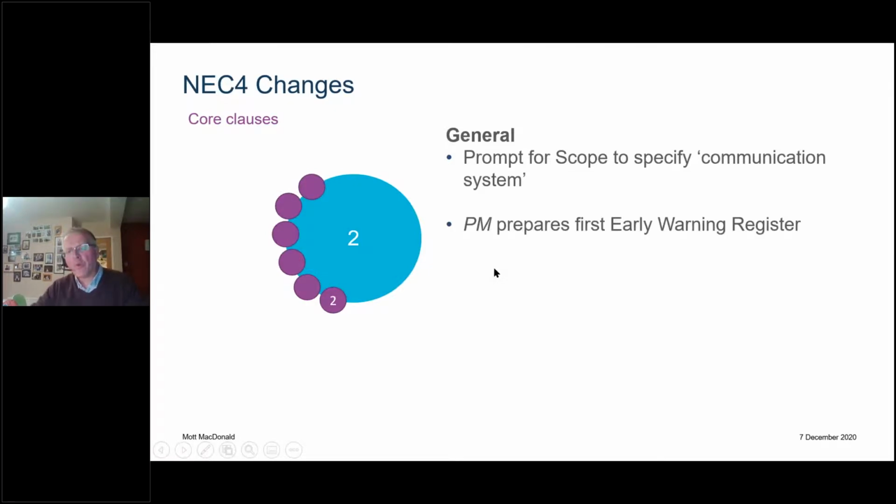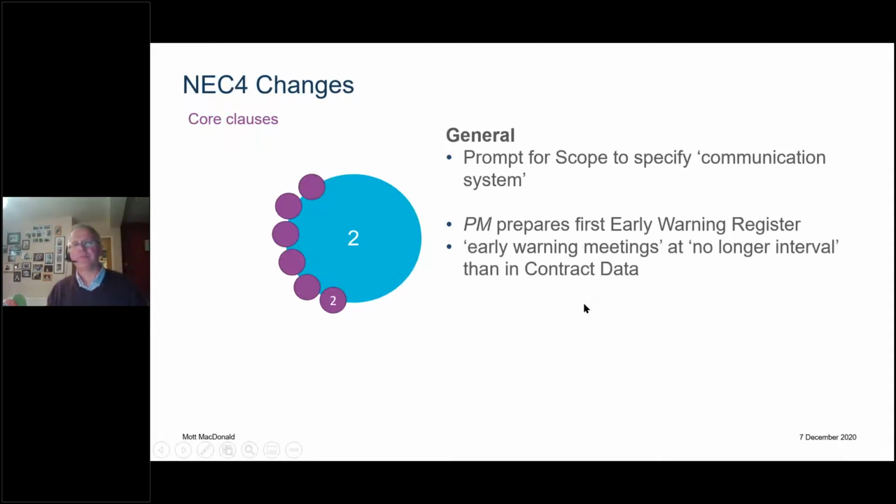And now when it comes to early warning, there's now a clear obligation on the PM to set up the first early warning register. That wasn't in NEC3, but it was sort of blindingly obvious because obviously the PM did that, but now it's in black and white. A new change is that early warning meetings are now required to be not only when instructed, but also at no longer interval than the interval in the contract data. This is just good practice.